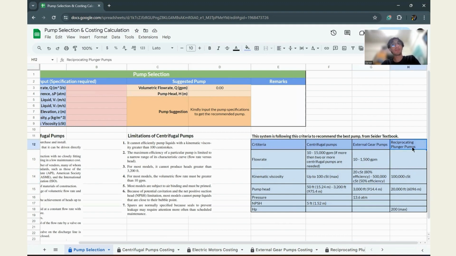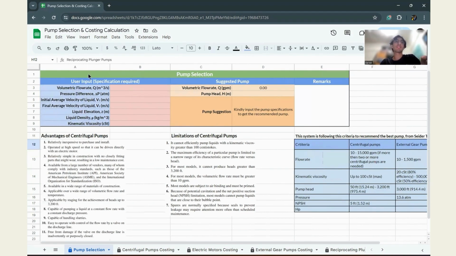While the reciprocating plunger pumps are mainly for very high pump head requirements that cannot be handled by the external gear pumps or the centrifugal pumps. And take note that the price is increasing from the centrifugal pump. The external gear pumps are more expensive, and the reciprocating plunger pumps are usually more expensive as well. So this tab will help you in suggesting the suitable pump type based on specific inputs that will require you according to the criteria here.